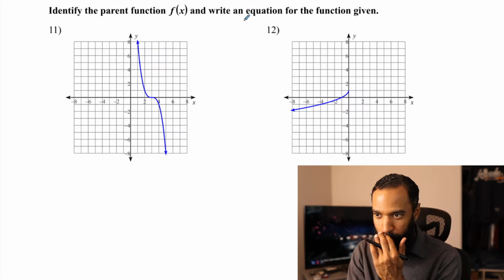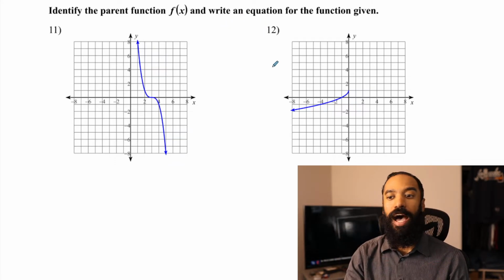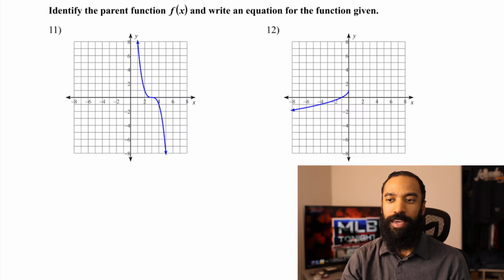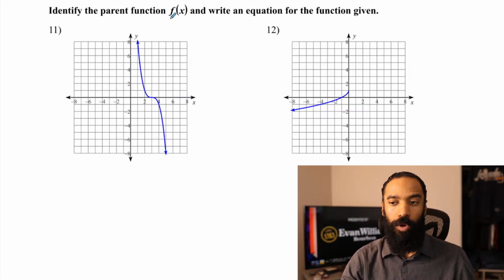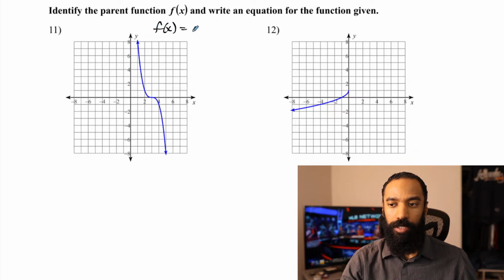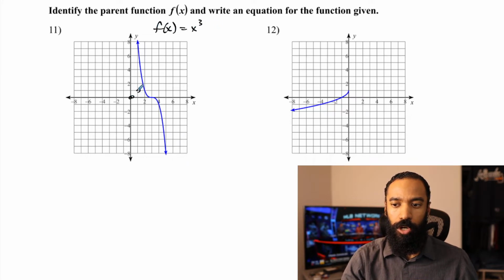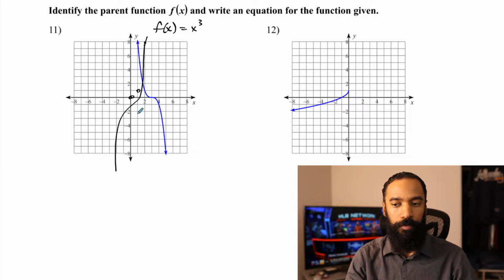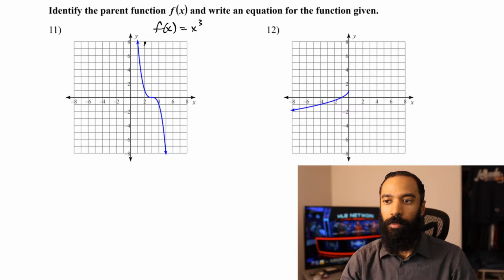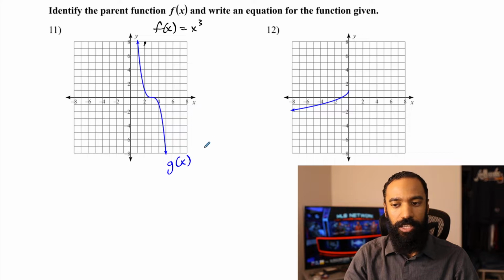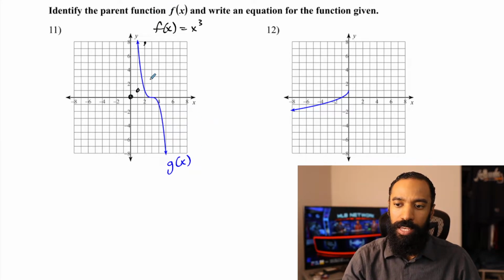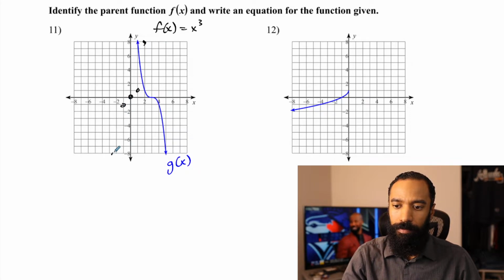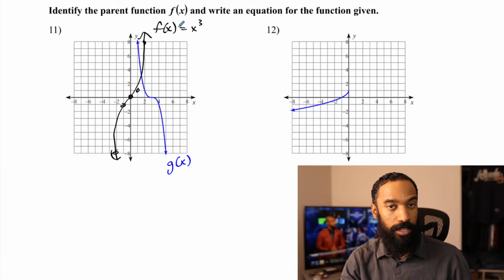Identify the parent function f of x and write an equation for the function given. I see this snake-like thing. I identify that the parent function, the original, prior to transformation, would have been x cubed. That's the parent function. The original, boom, boom, boom, and snake on through. And then this thing transforms. What we're looking at in blue is our g of x. That's all the transformations that happen. So we got to ask ourselves, what went on from this graph right here to this graph right here? What kinds of things do you see?